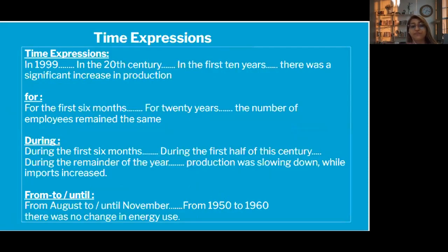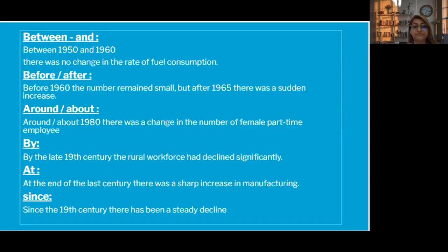Time related. When you want to talk about time expressions: in 1999, in the 20th century, in the first 10 years, for the 6 months, for 20 years, during the first 6 months, during the first half of the century, during the remainder of this year, from August to November, until November, from 1950 to 1960. So you can use this vocabulary.